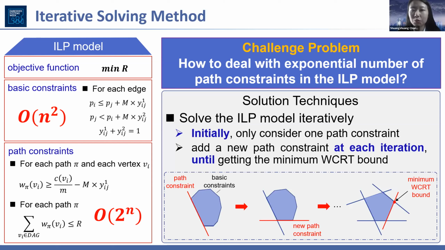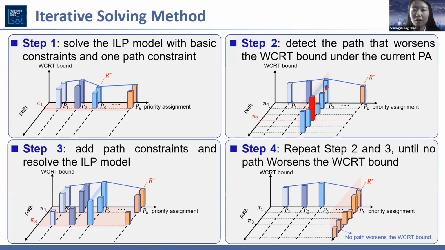Our technique is to solve the IRP model iteratively. Initially, only consider one path constraint and then add a new path constraint at each iteration until getting the minimum WCRT bound. In more detail, our iterative solving method contains 4 steps. The first step, we solve the IRP model with basic constraints and one path constraint. Look at this. We use one path constraint to solve the current IRP model and achieve the current solution, which is the lower bound of the R star.